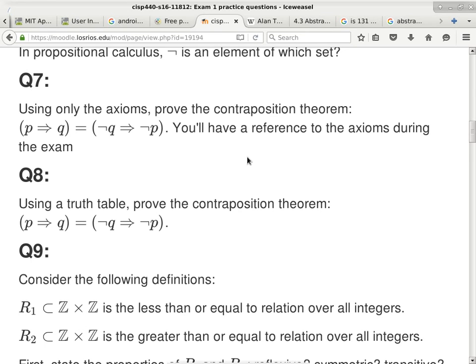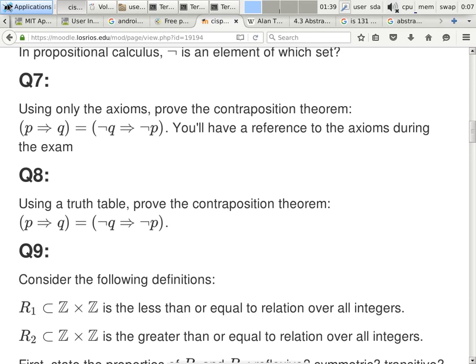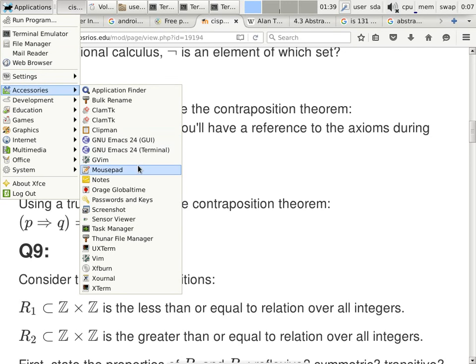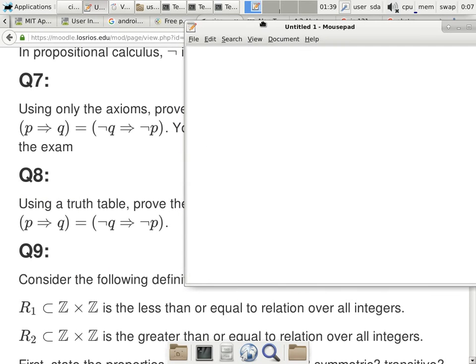Question number 7, using only the axioms, prove the contrapositive theorem. P implies Q is really saying exactly the same thing. It is equivalent to not Q implies not P. So you will have to use those rules that we talked about in class to prove this one. You guys want to do it? Yes, please. Okay, all right. So let's use a mouse pad. I probably won't name the actual axioms, but I can do it step by step, so that at each step I can tell you what the mechanism is, but I don't have the numbers to refer to.